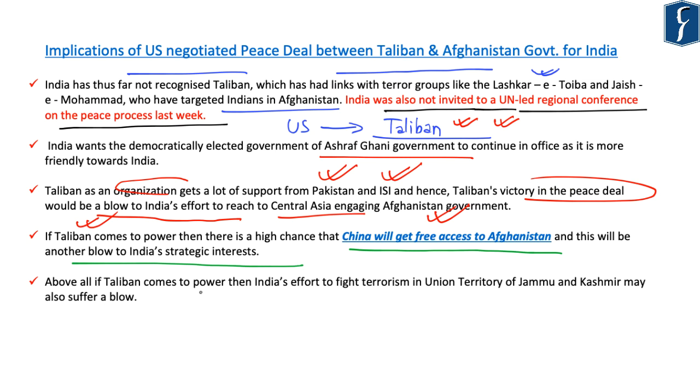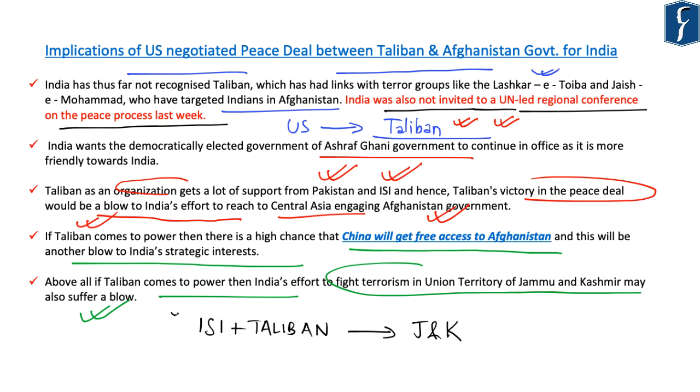And lastly, if the Taliban comes to power in Afghanistan, then India's effort to fight terrorism in the Union Territory of Jammu and Kashmir may also suffer a major blow, as ISI, in support with the Taliban, will troop its non-state actors into Jammu and Kashmir. So the success of this peace deal and the coming of power of the Taliban in the Afghanistan government will be a major blow to India and its effort which it has taken so far in Afghanistan.